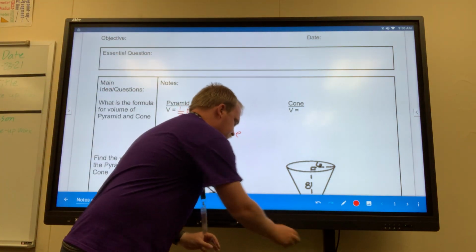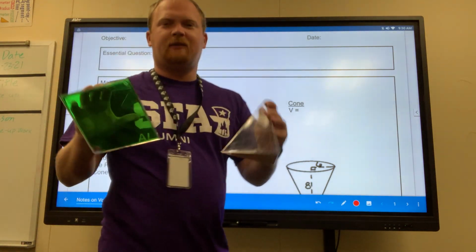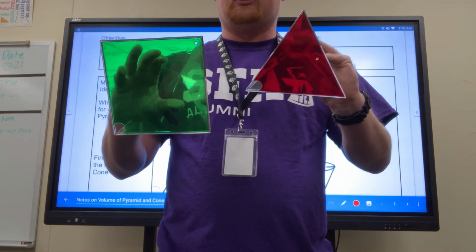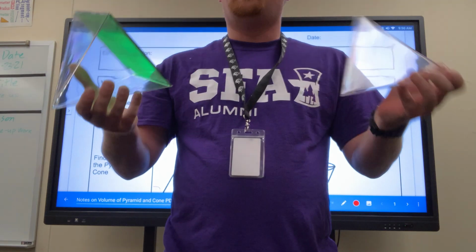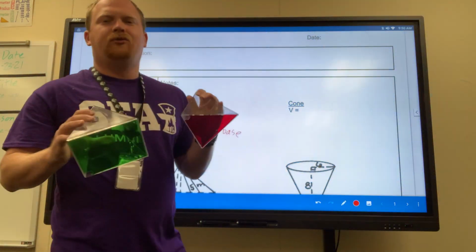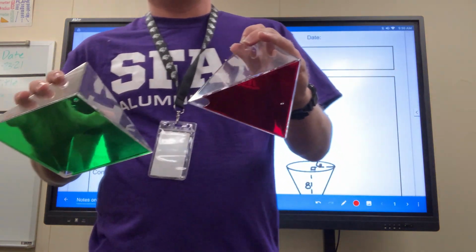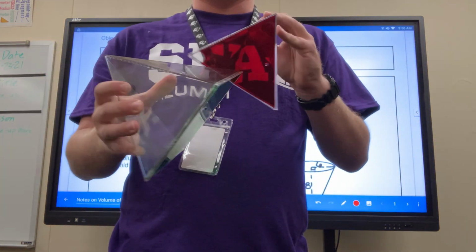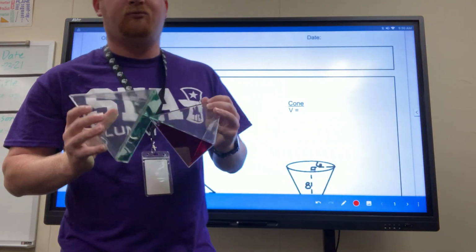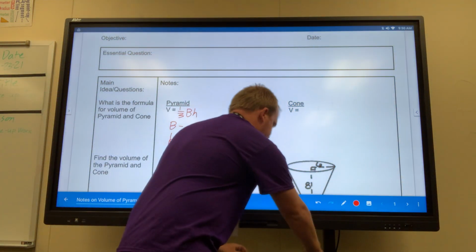And I say that because I can have 2 different pyramids right here, but look at the bases. One's a triangle, the other one's a square. And another one could be a rectangle. But obviously, to find the base of this pyramid is going to be a lot different than to find the base of this square pyramid as well.